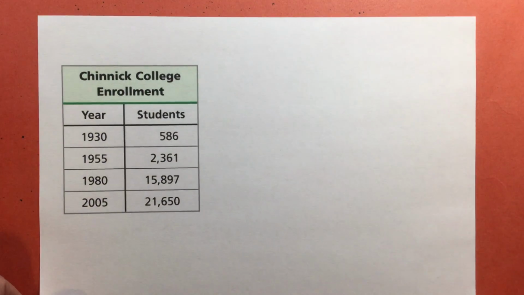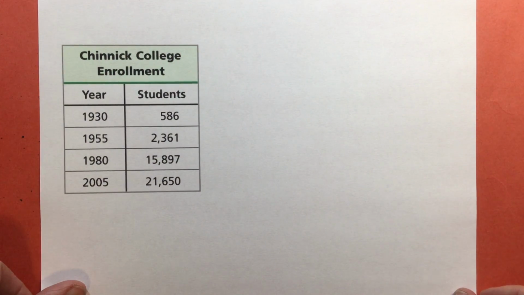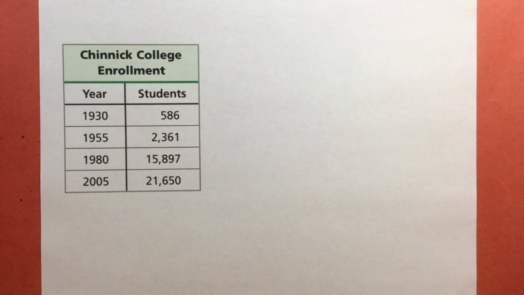Let's look at one more. You gotta be careful with that one. All right, how would I draw this graph? So Chinook College has enrollment. In the year 1930, they had 586 students. 1955, they really went up. They're at 2,361. 1980, 15,897. And 2005, 21,650.